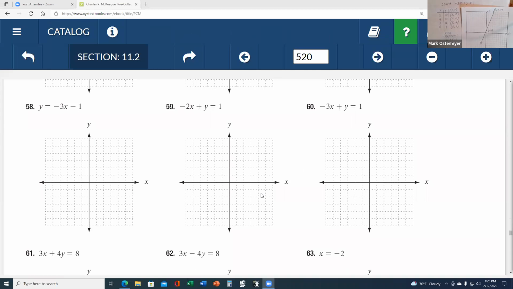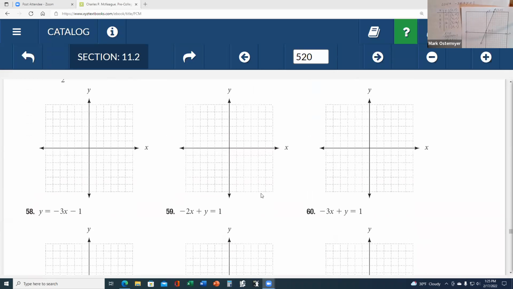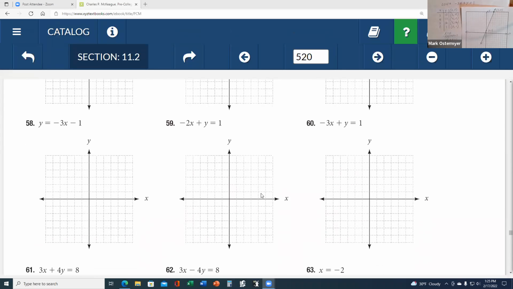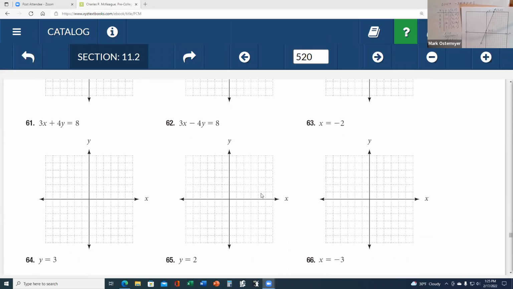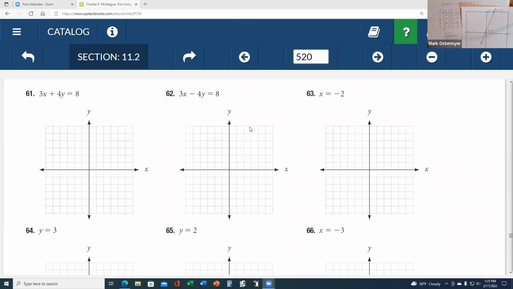All right, well, you want to try one now? Classwork number 1. I want you guys to try problem number 62 for classwork number 1. Let's see if we can graph that linear equation in number 62. Using the table method, I want you to graph 3x minus 4y is equal to 8.